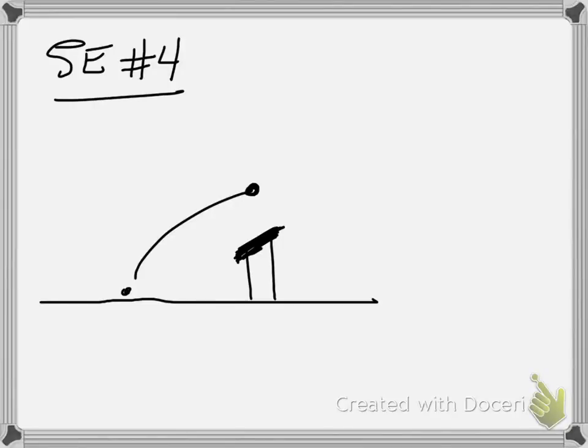Okay, so this is number 5E, number 4. We've got a little hurdler person who we have reduced to an insignificant speck of matter. We just reduced them to their center of gravity. So what we're interested in is their initial vertical speed.